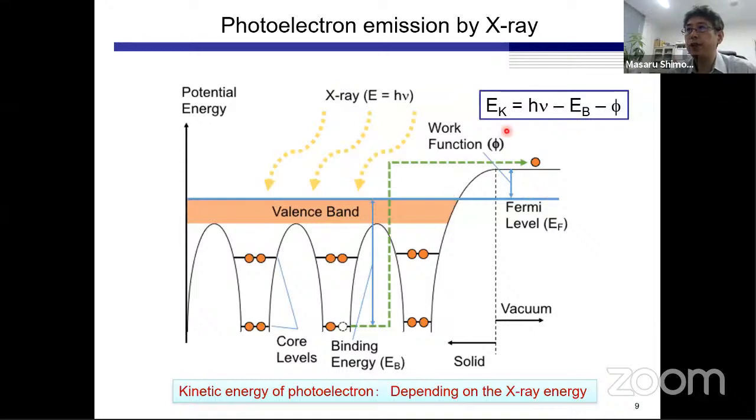So if we think about this energy conservation, the kinetic energy of the photoelectron is given by this equation: h nu, that is the X-ray energy, minus EB, the binding energy of the core electron, minus phi. Phi is the work function. It's a very simple equation. And h nu is fixed. And if we have core levels like this, we can obtain the EK value from this equation. That means if the X-ray is changed, the last one was Mg K alpha, but if we use the aluminum K alpha line, then the kinetic energy changes. So this is a point: the kinetic energy of the photoelectron depends on the X-ray energy.